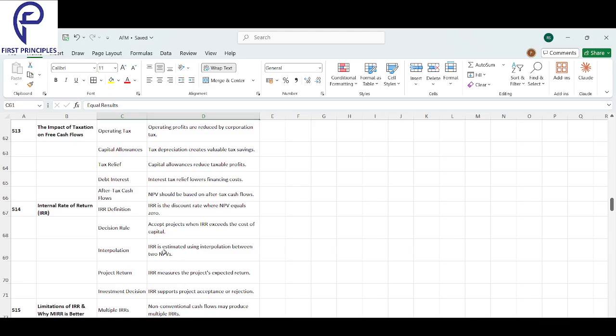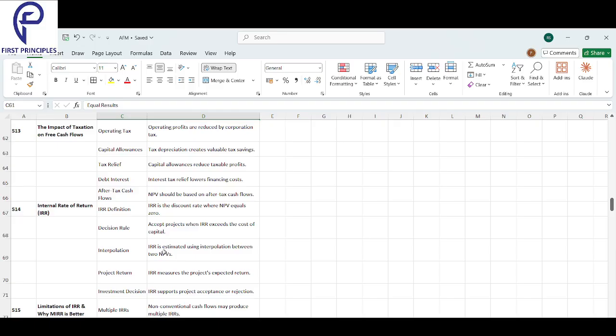That is corporation tax. Capital allowance is the tax depreciation allowed by the government. Tax capital allowance is just another word for depreciation. As we do the sums, we will see how it mathematically affects your calculation. So in simple words, what is capital allowance? Tax depreciation allowed by the government, and it creates valuable tax savings.